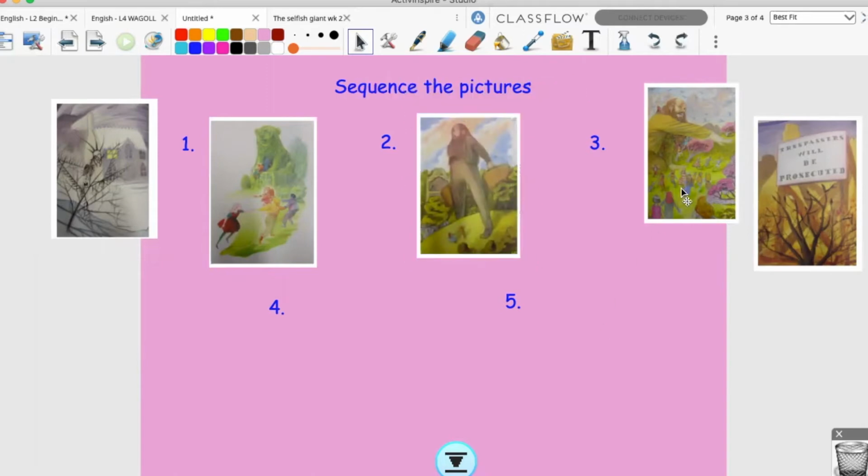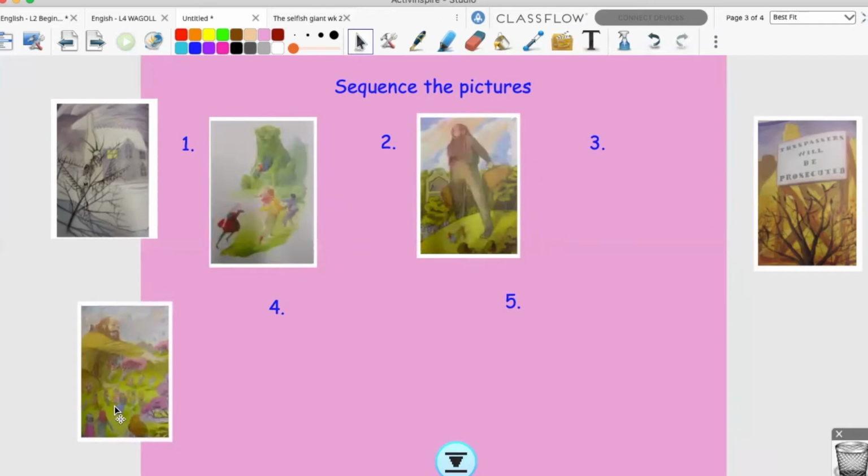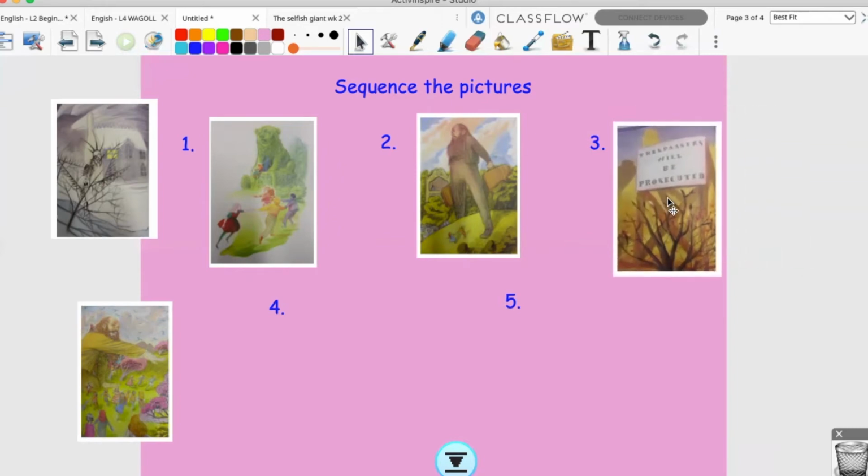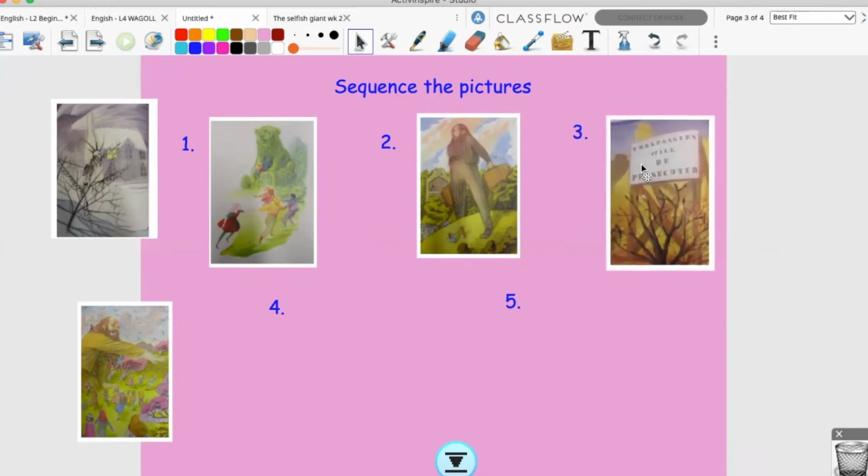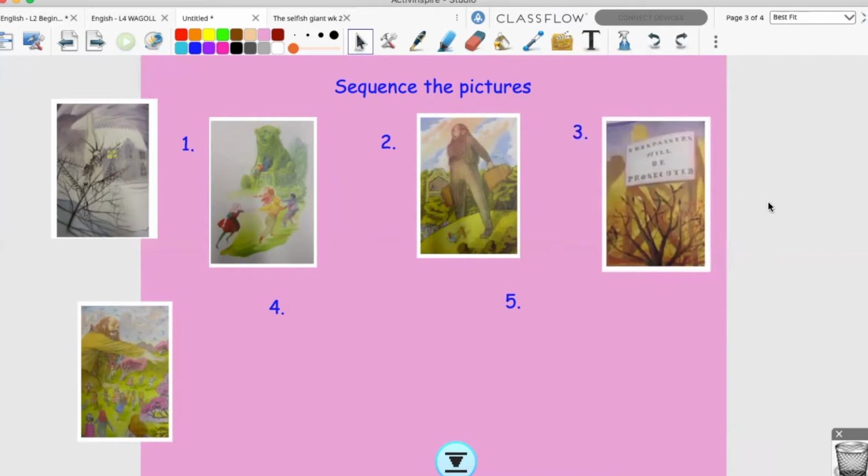Now, the giant wasn't a friendly giant, he was a selfish giant. And he didn't want the boys and girls to play in his garden. He wanted the garden to be all for himself. So he put up a sign. And that's it. This sign here says trespassers will be prosecuted. And that meant that he was going to try and get the girls and boys into trouble if they went onto his land. The next 2 aren't too tricky now.